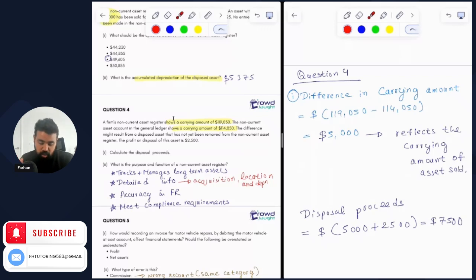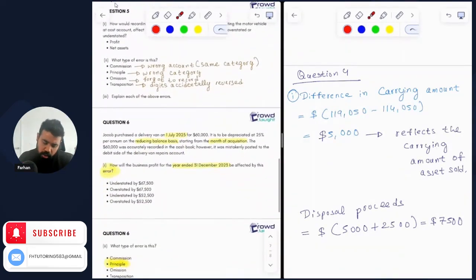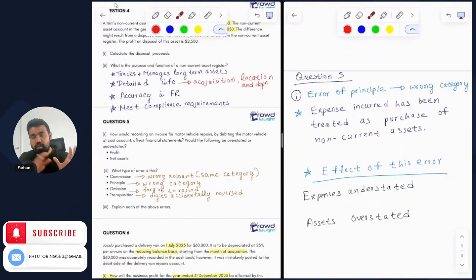So now that you're done with question number 4, let's see what's happening with question number 5. All right. So question number 5 here has to do with some understanding, not just of non-current assets, but also of the correction of errors that you have studied in ACCA. So the first question is, how would recording an invoice for motor vehicle repairs by debiting the motor vehicle at cost account affect financial statements?